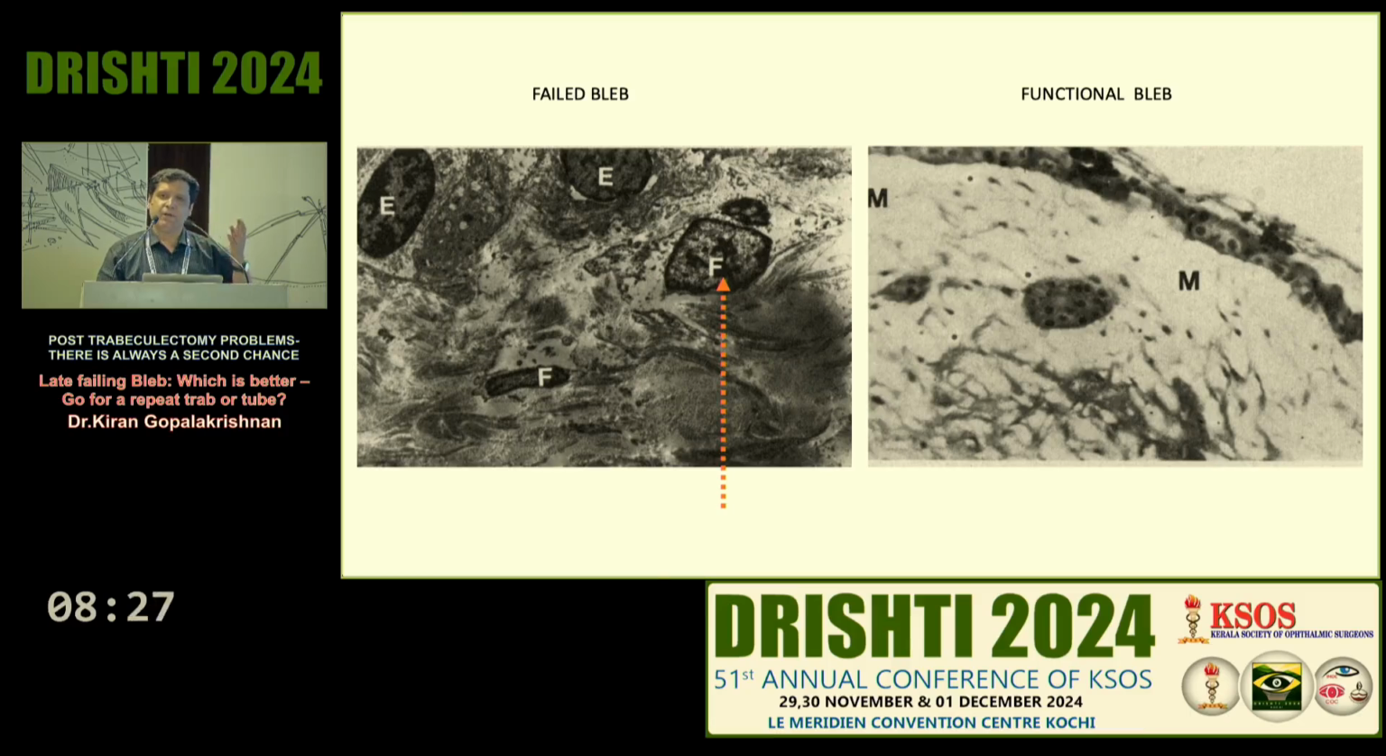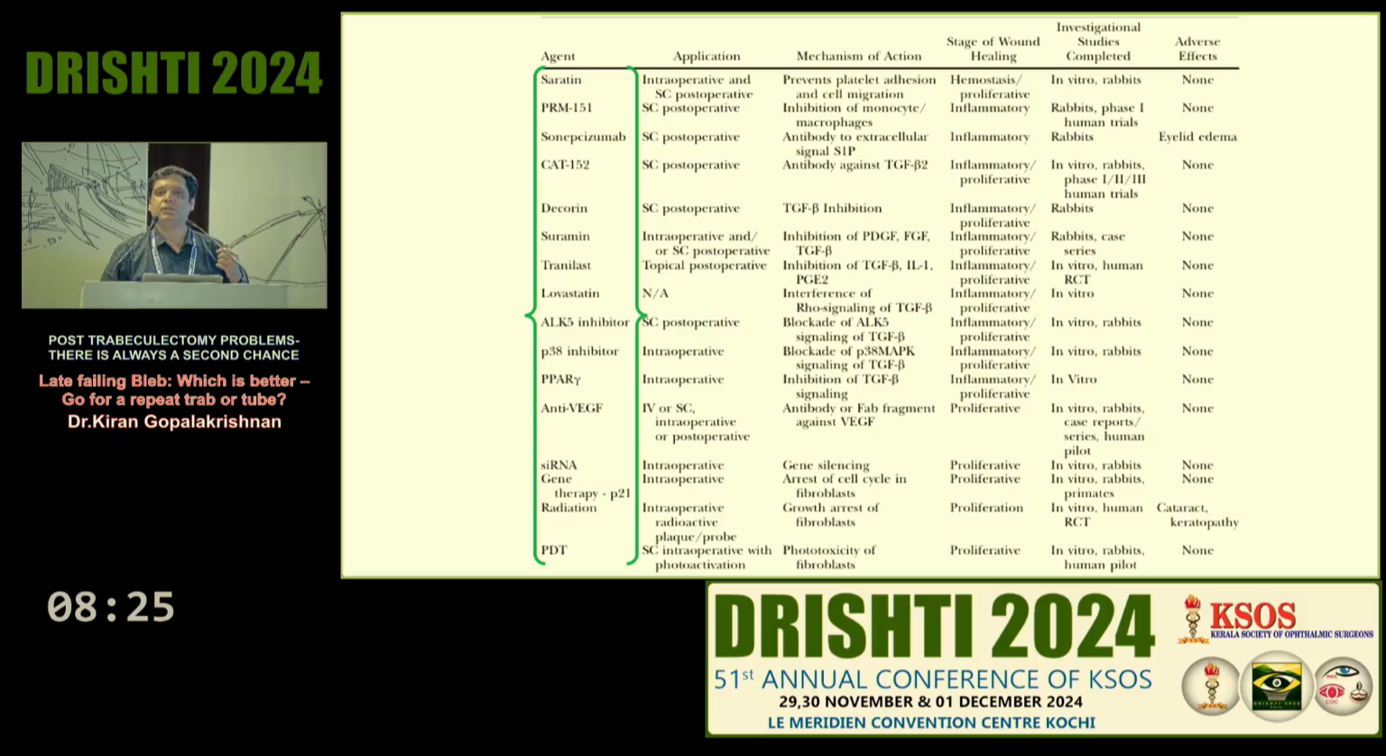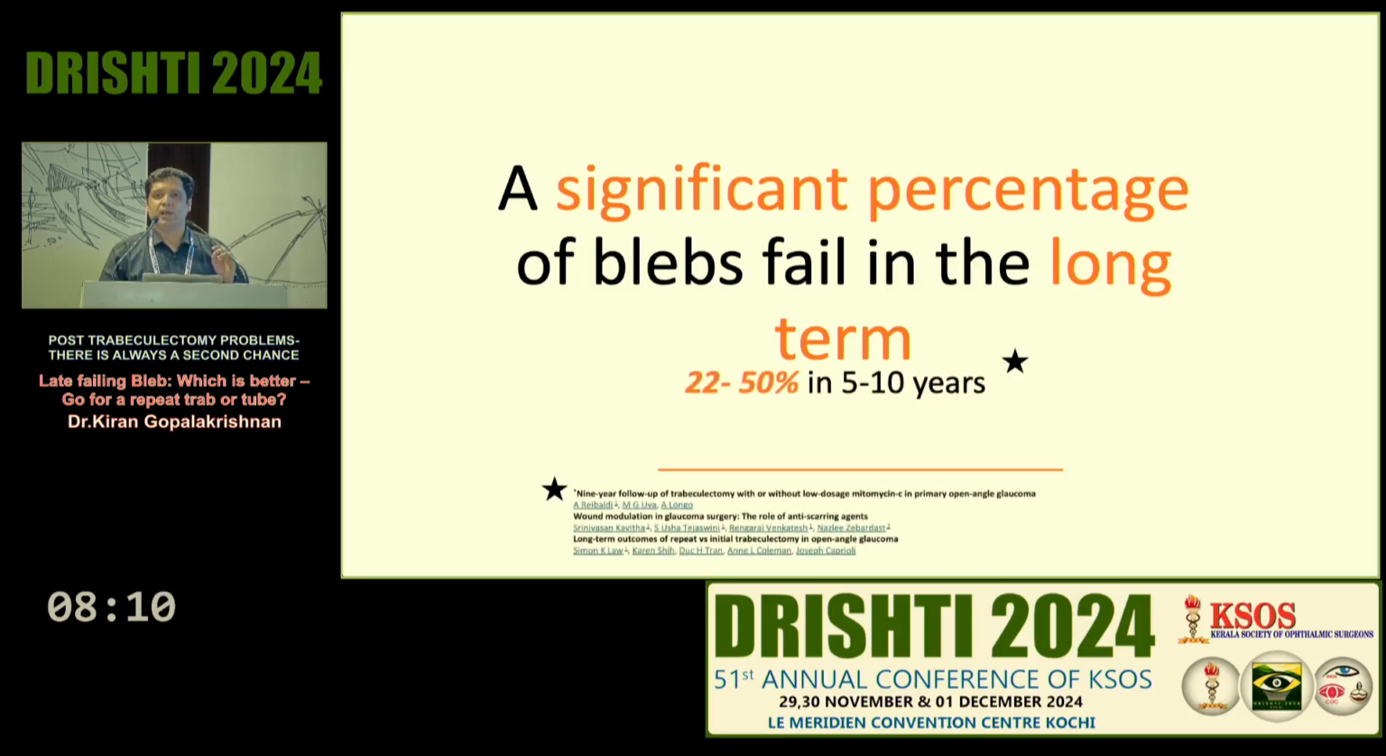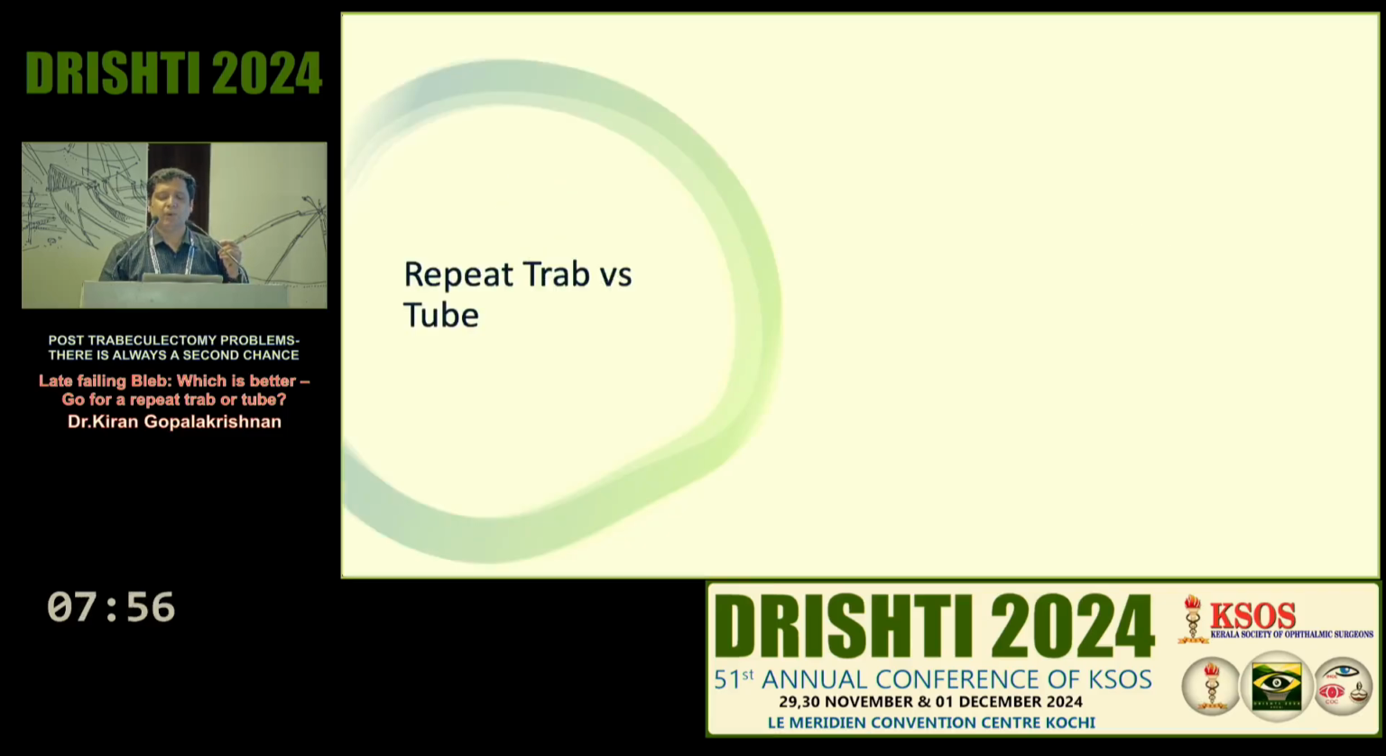So we have tried numerous agents to combat this fibrosis and increase the success rate of trabs, and we have succeeded to some extent with the use of mitomycin and 5-fluorouracil, but irrespective of the use of mitomycin, a significant percentage of blebs fail in the long term. Depending on the time frame and the studies you look at, the failure rate is about 50% at about 10 years. And if you look at some really long-term studies at 14 and 15 years, it will show failure rates even as high as 75%. So in your practice, you will definitely face failed blebs.